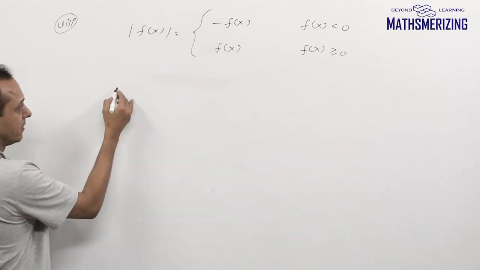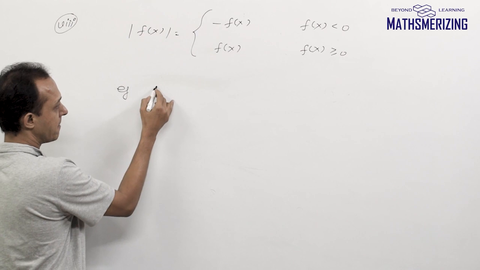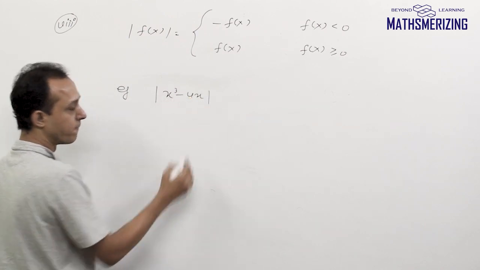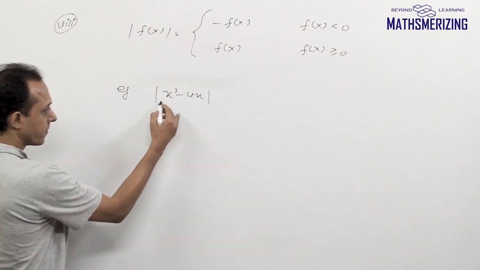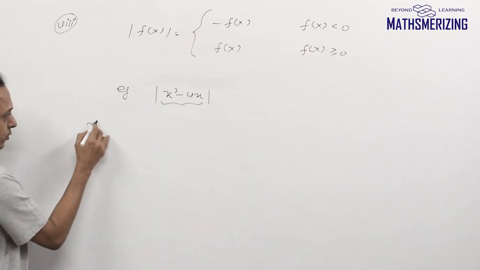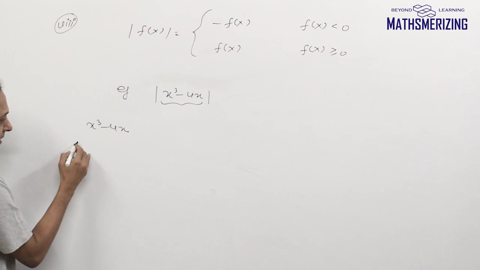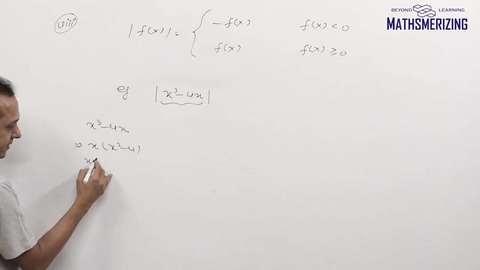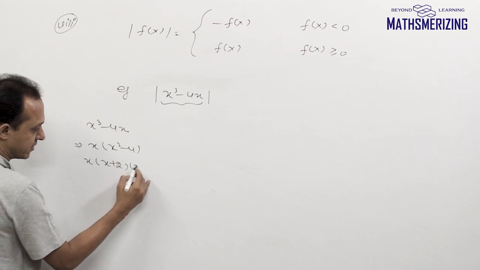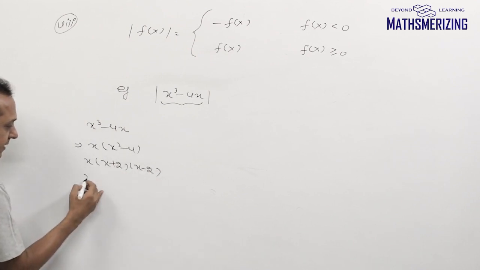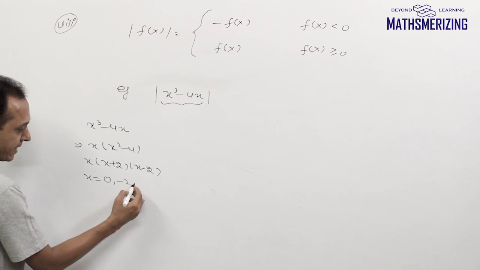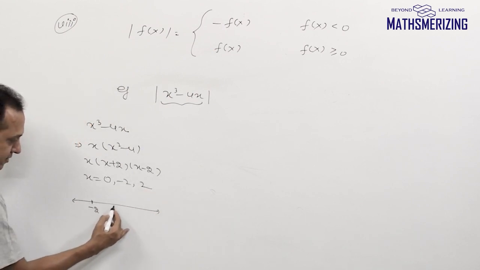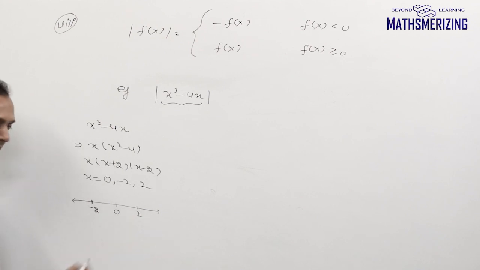Now say, for example, suppose I have to write mod of x cubed minus 4x. So what I'll do is, I'll write this expression, x cubed minus 4x, and factorize it: x into x squared minus 4, x plus 2, x minus 2. I'll get the roots 0, minus 2 and plus 2, and put them on the number line: minus 2, 0, and plus 2.